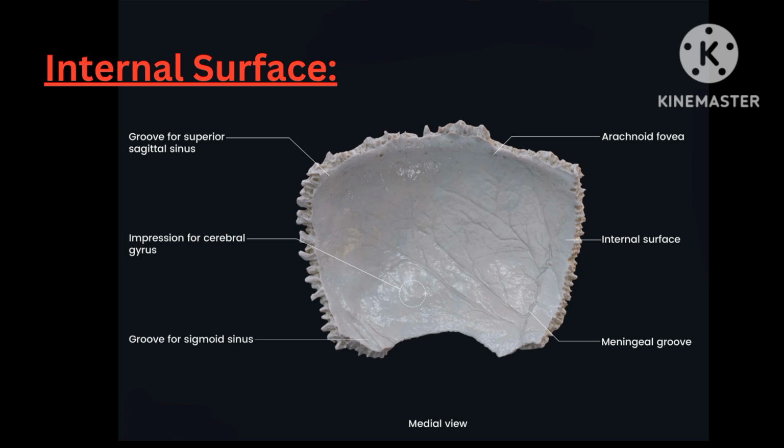Sulcus for the sigmoid sinus, posterior region. In the posterior and inferior angle, there may be a faint groove associated with the sigmoid sinus, which drains venous blood from the brain. The impressions of cerebral gyri, also called the digital impressions, are flat indentations on the inner surface of the skull that correspond to the cerebral gyri, folds of the cerebral cortex, which produce them.